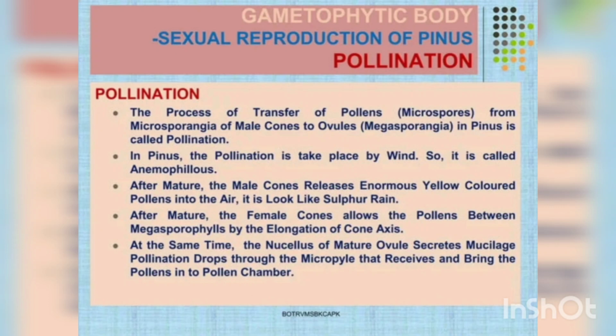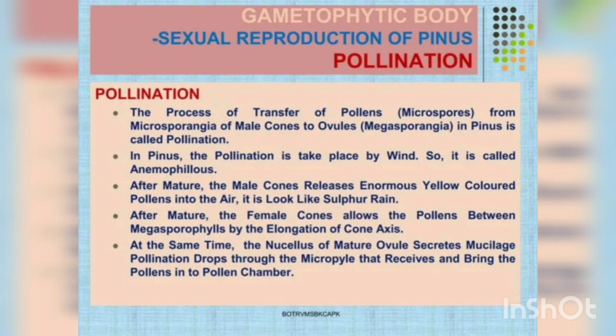So when the pollen grains are released, the pollen grains are yellow colored, and when these pollen grains are released into the air, it looks like sulfur. It looks like yellow colored rain. Okay, and the whole tree will be covered in yellow colored dust, and this is called sulfur shower or sulfur rain. Okay, so there will be a question in your exam: what is sulfur shower or sulfur rain?